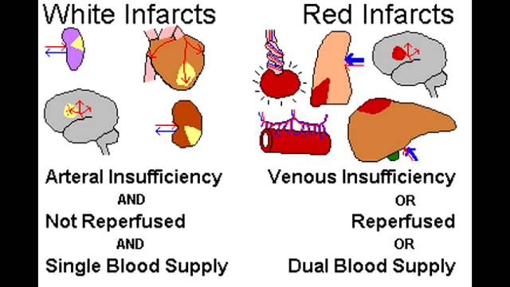Just remember red equals reperfusion, so that's RE in red and RE for reperfusion. Where does pale infarct commonly occur? Pale infarct commonly occurs in solid tissues with single blood supply, such as in the heart, kidneys, and the spleen.